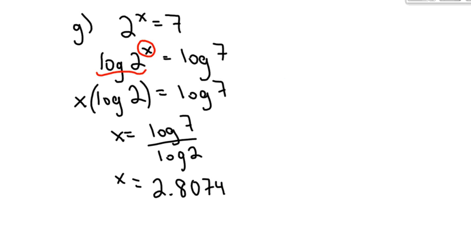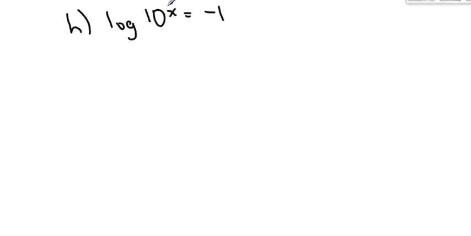2.8074, and what that means is that 2 to the exponent 2.8074 is equal to 7, and if you want, it's very easy to check that on your calculator. 7.0002, pretty darn close. So that's the answer for x.